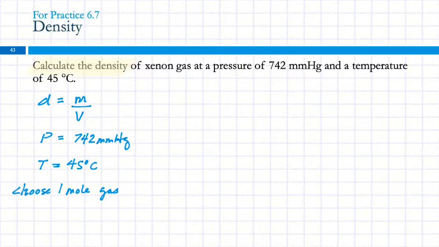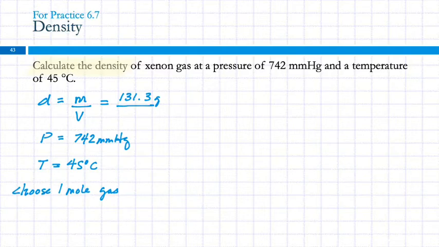So xenon gas, what's the mass of 1 mole? 131.3, right? I need 3 significant figures. I read that straight off the periodic table. 1 mole of xenon weighs 131.3 grams. Now I need the volume.